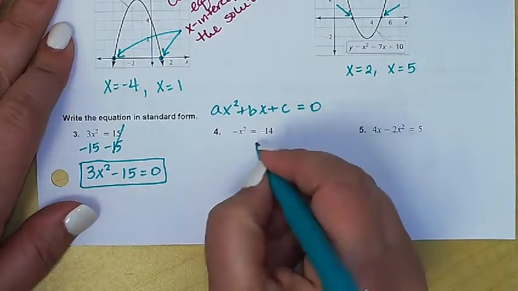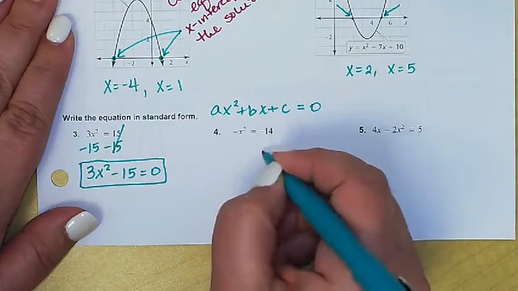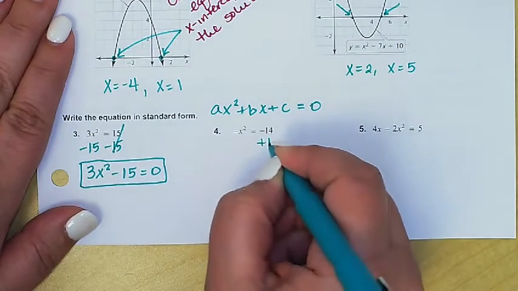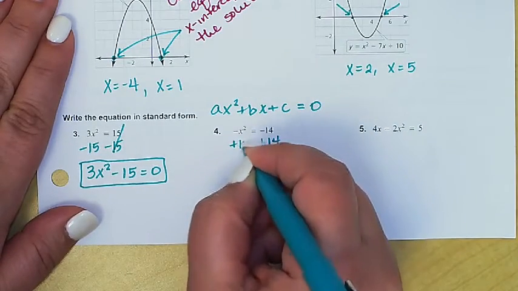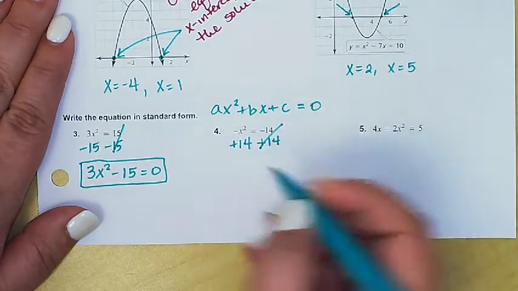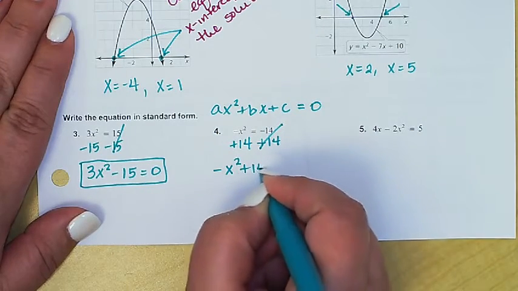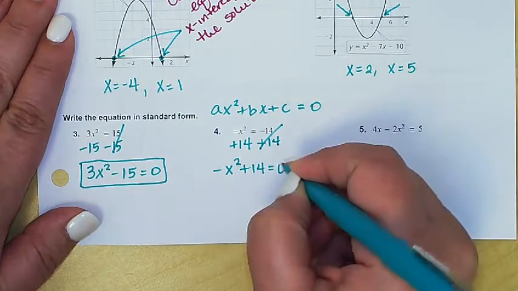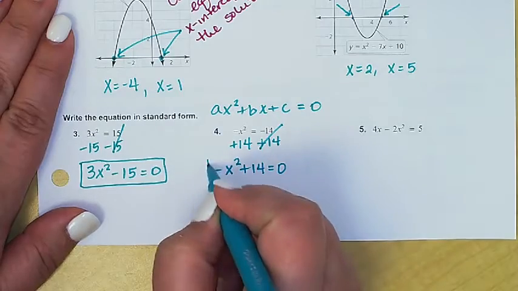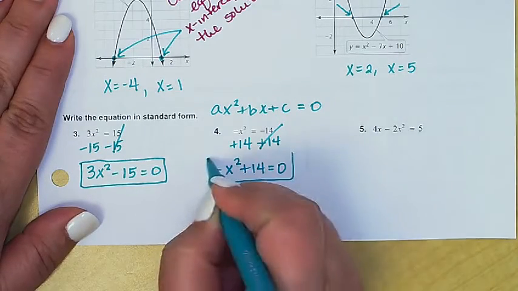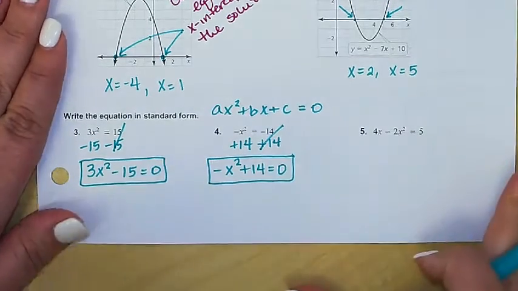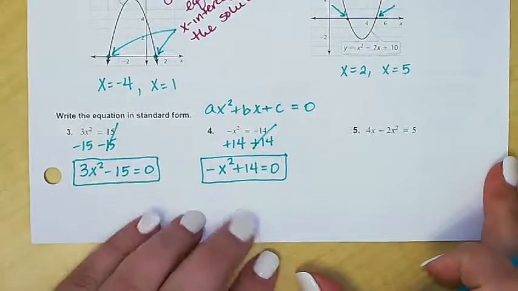Number 4, same thing. We want to get everything onto the same side, so I'll move the 14 with the opposite, which will be a positive 14, so that everything is gone on the right. So I have that negative x squared with that positive 14, nothing on the other side. That is now simplified. There you go. Try number 5 on your own. See if you can rewrite that in standard form.